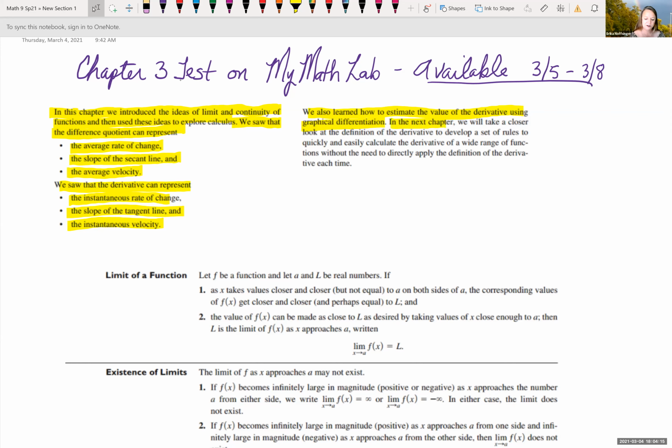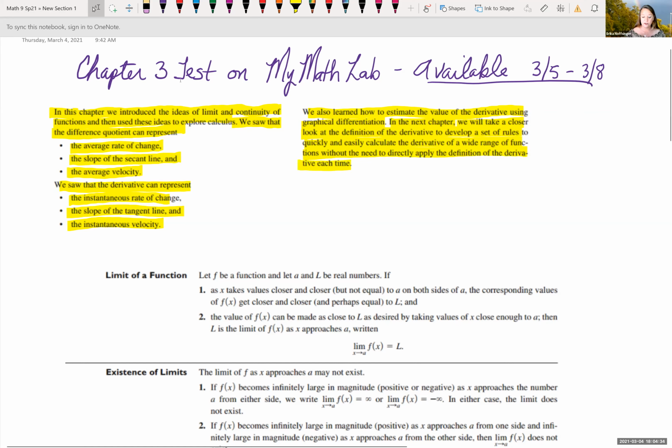And in the next chapter, which we'll be getting to and started on, we will take a closer look at the definition of the derivative to develop a set of rules to quickly and easily calculate the derivative of a wide range of functions without the need to directly apply the definition of the derivative each time.